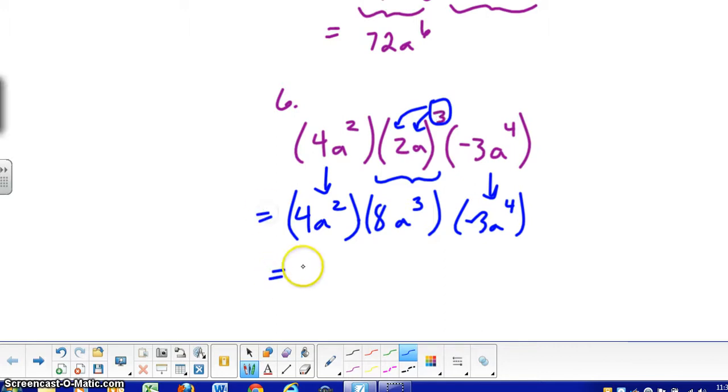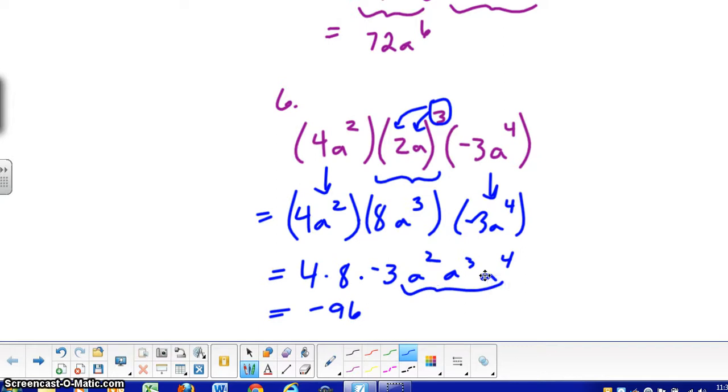So we know that that equals 4 times 8 times negative 3. And then all the a's together, a squared, a cubed, a to the 4th. And then for your final answer, 32 times negative 3 is negative 96. And then when you add all the exponents together, you get a total of 9. So 2 plus 3 is 5 plus 4. All right, so that's your final answer.